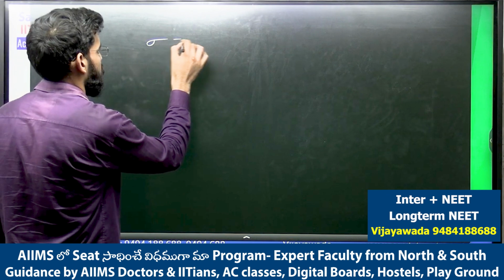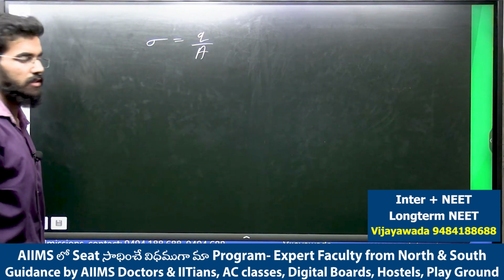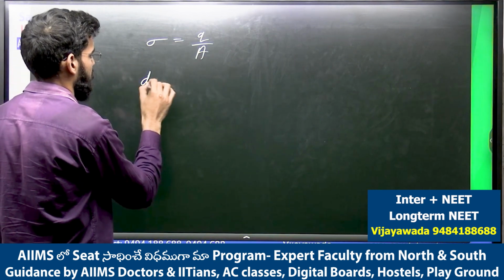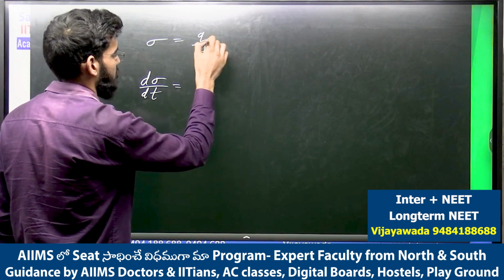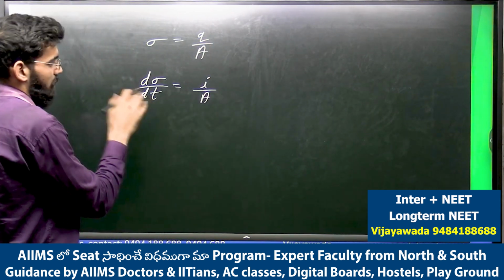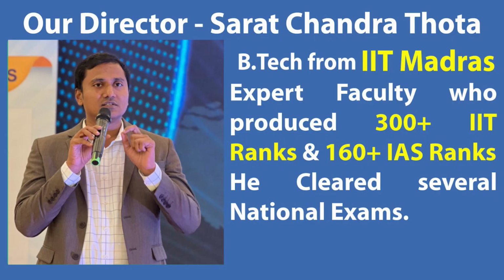We know sigma is equal to Q by area, charge per unit area. Now he is saying, first of all, differentiate with respect to time. So I can say d sigma by dt equals charge per unit time per area, which is current per unit area. Here he said this is constant. Constant means this current is constant, which means displacement current is constant.